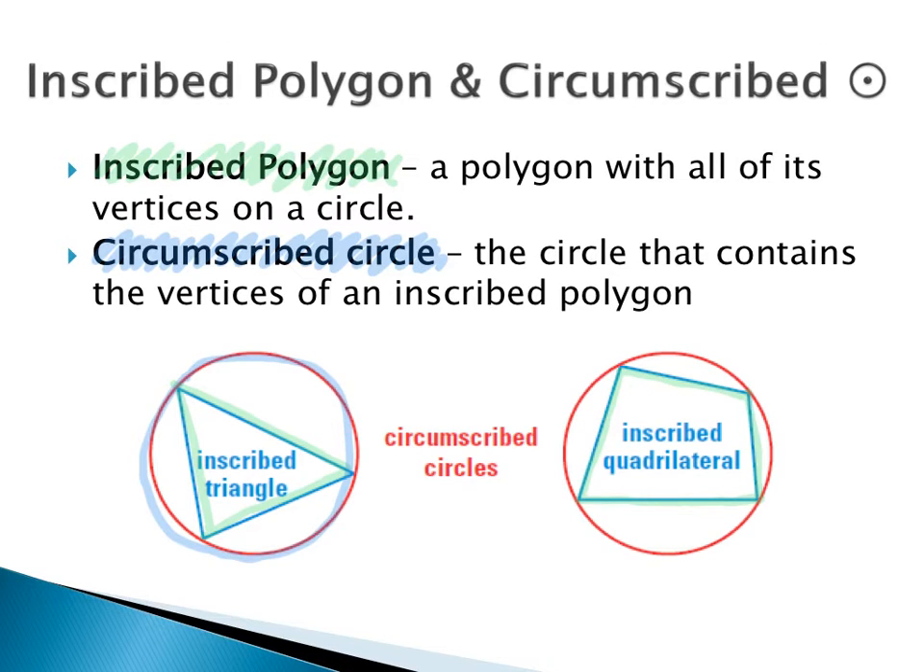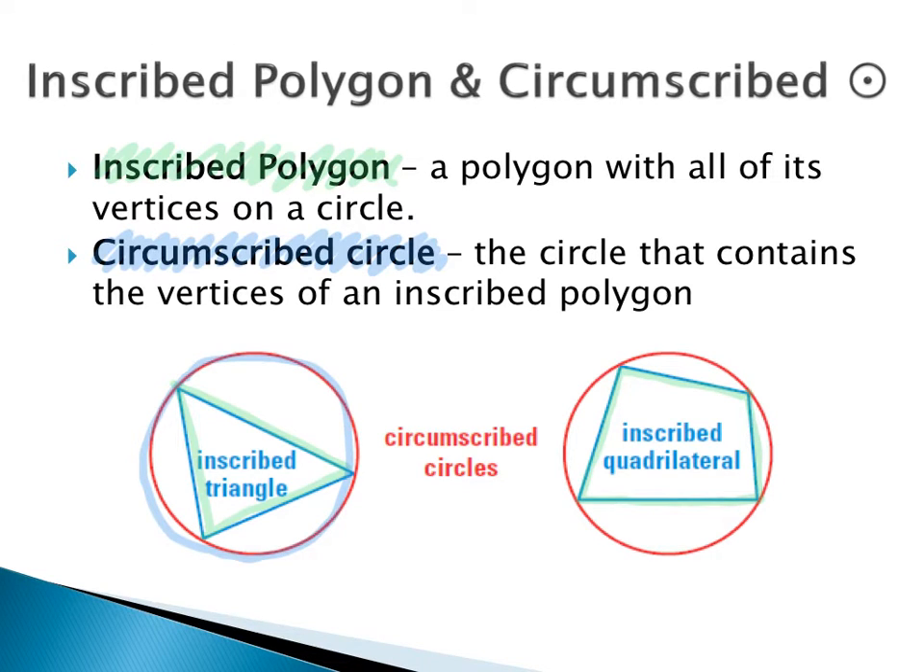Can you say it without giggling? He doesn't trust himself to say it. I don't either. Circumscribed. There we go. Okay. If it's outside, and then the inside one is inscribed. It's not my fault.